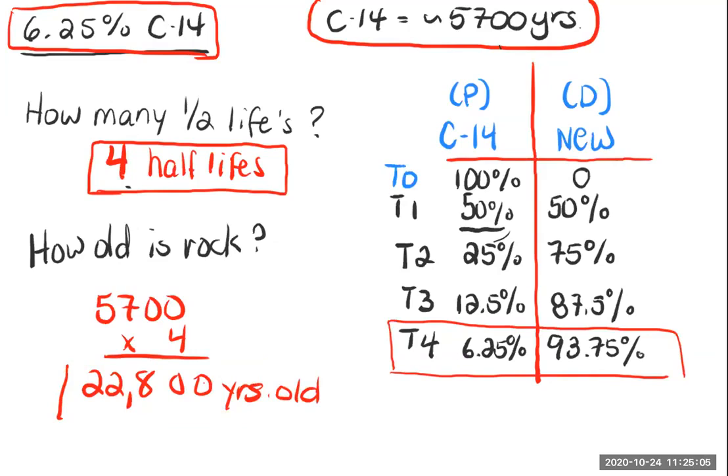Yes, you should always put the units of measurement. When I say 22,800, it could be a number of things, right? You always have to put the unit at the end.